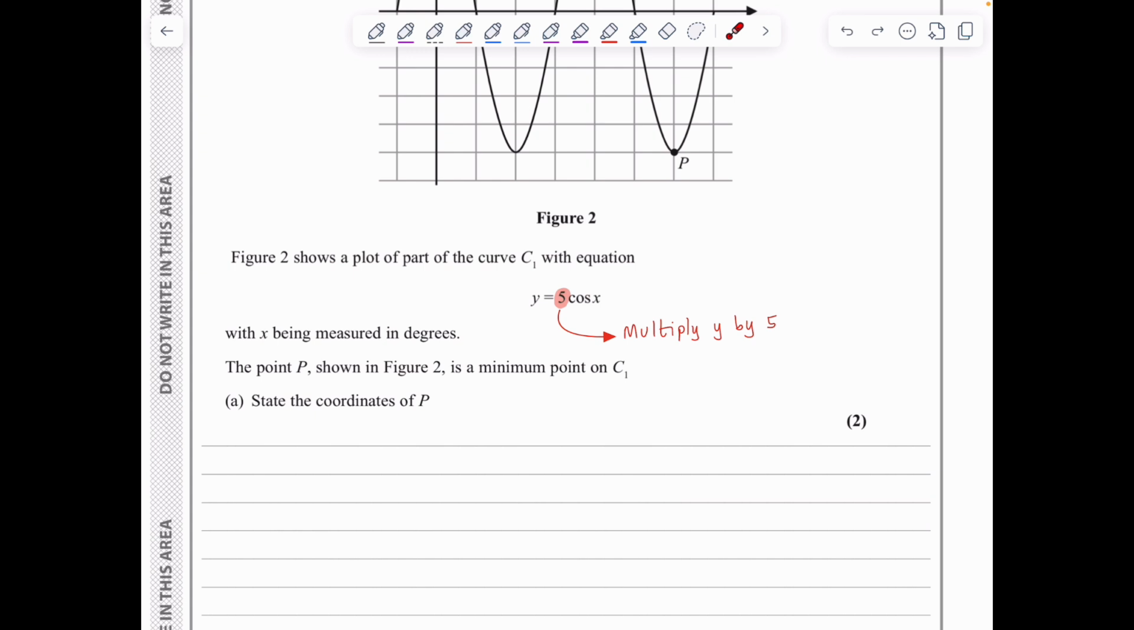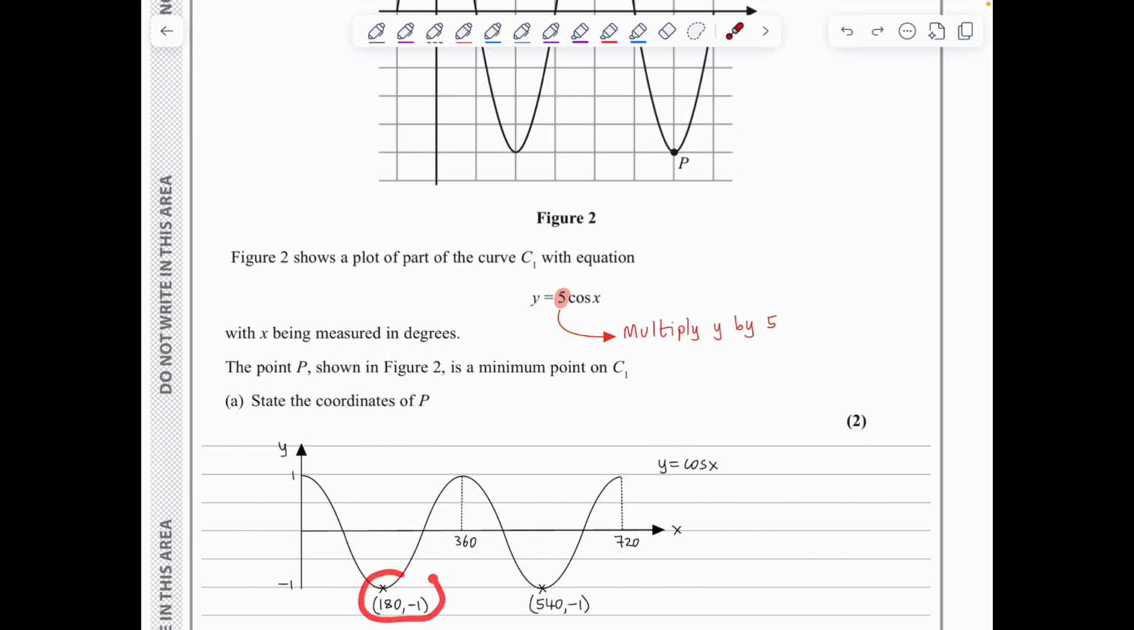So if we recall the graph of cos x, it looks something like this. The first minimum is at (180, negative 1), and the next minimum is at (540, negative 1). It's 360 degrees later because the period of the cosine wave is 360. If we look at the graph here, it's the second minimum point, and therefore we need to consider the effect of the transformation on the point with coordinates (540, negative 1). Well, if we multiply the y by 5, we end up at (540, negative 5).